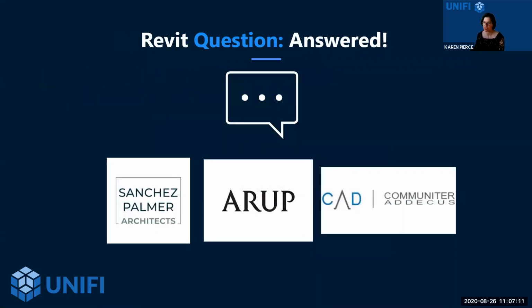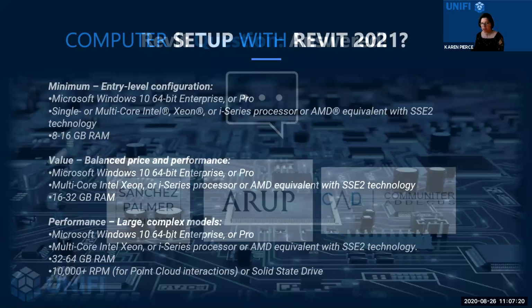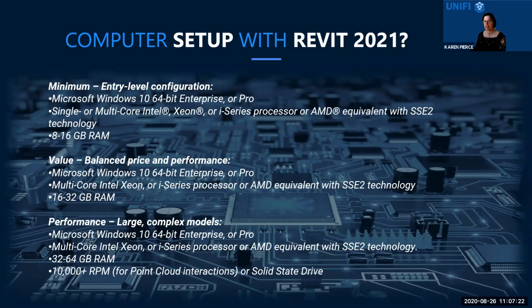So, more Revit questions. These particular questions have come from companies like Sanchez Palmer, ARUP, and Communitor Atticus. These questions are geared towards, hey, now that we know some of what's coming with 2021, what's the minimum computer setup that's required? As you can see here, I do have the minimum. I believe we got a question that asked if Revit was able to work on 4 GB of RAM. It is not able to do that. You see the minimum requirement here is 8.